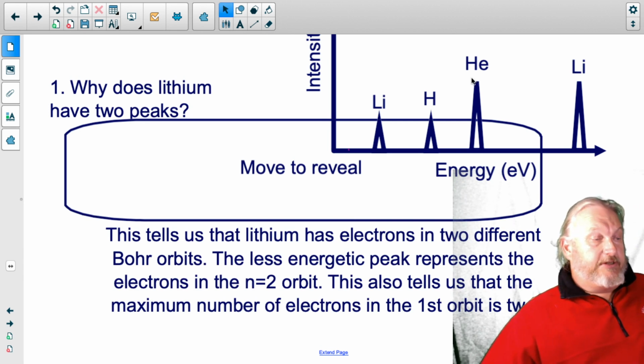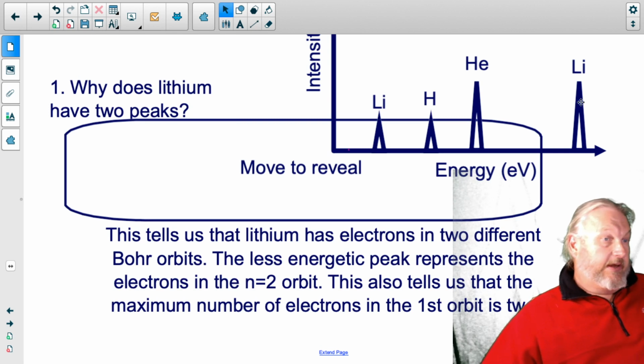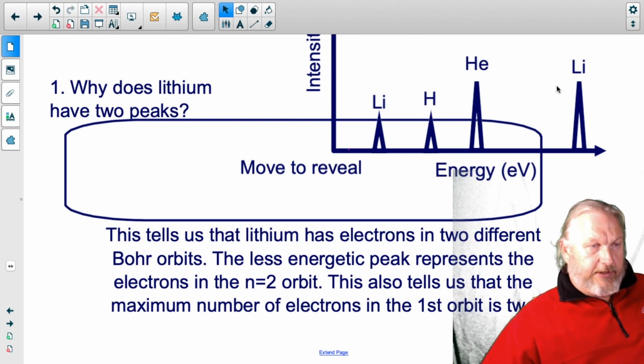So there's less energy in this peak right here to pull these, how many electrons off? Actually, 2 electrons, because it's the same height or the same intensity as helium. So there's 2 electrons here in the N1. There's 2 electrons here in the N2. So this tells us that the maximum number of electrons in the first orbit is 2 because it's right there by helium.